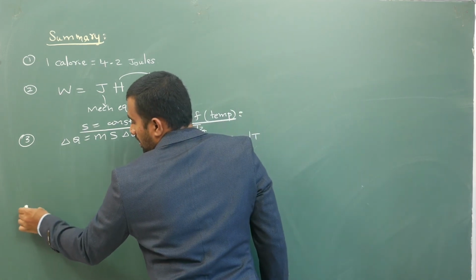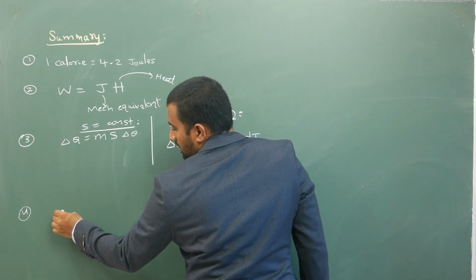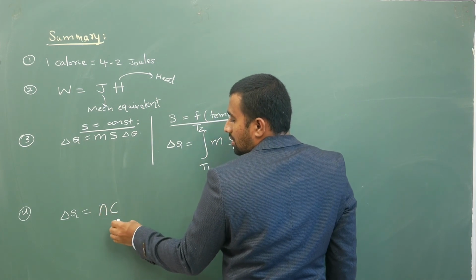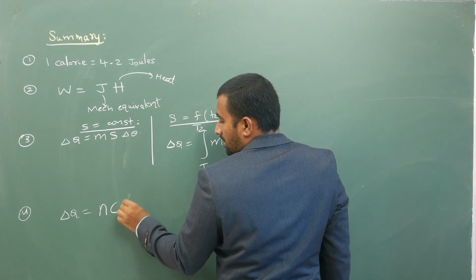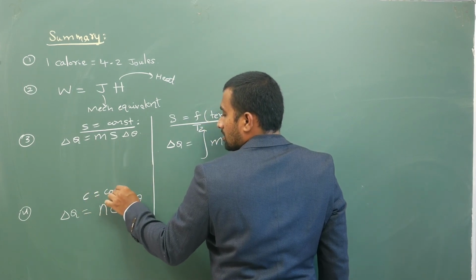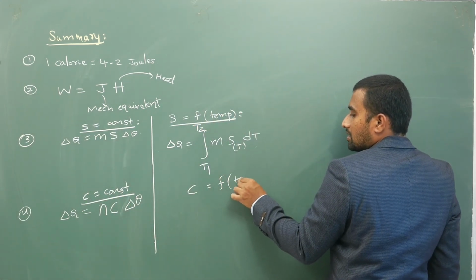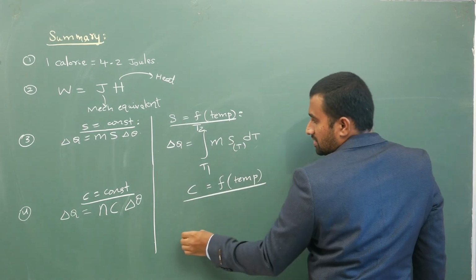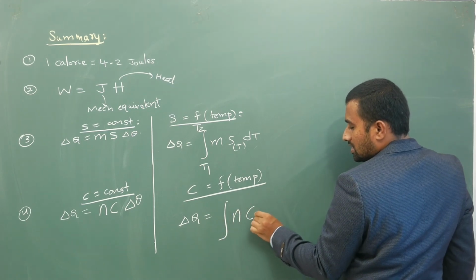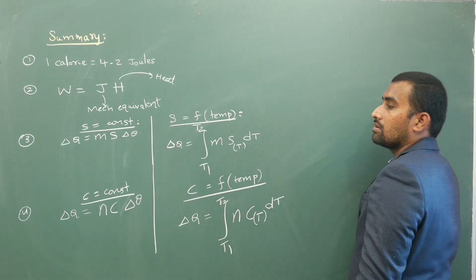And next, your heat capacity: delta Q is equal to C delta theta when C is constant. When C is a function of temperature, your heat definition is delta Q is equal to the integral of C as a function of temperature into dT from T1 to T2.